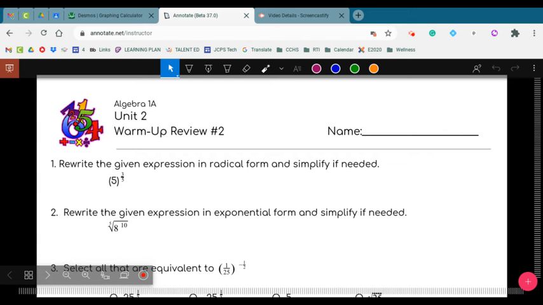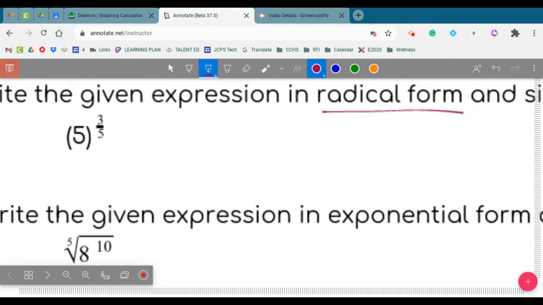Okay, so this is going to be our review number 2, similar to the one from yesterday, to help prepare you for part 1 of your test today. It says rewrite the given expression in radical form. Whenever it's in radical form, we have to do our square root.